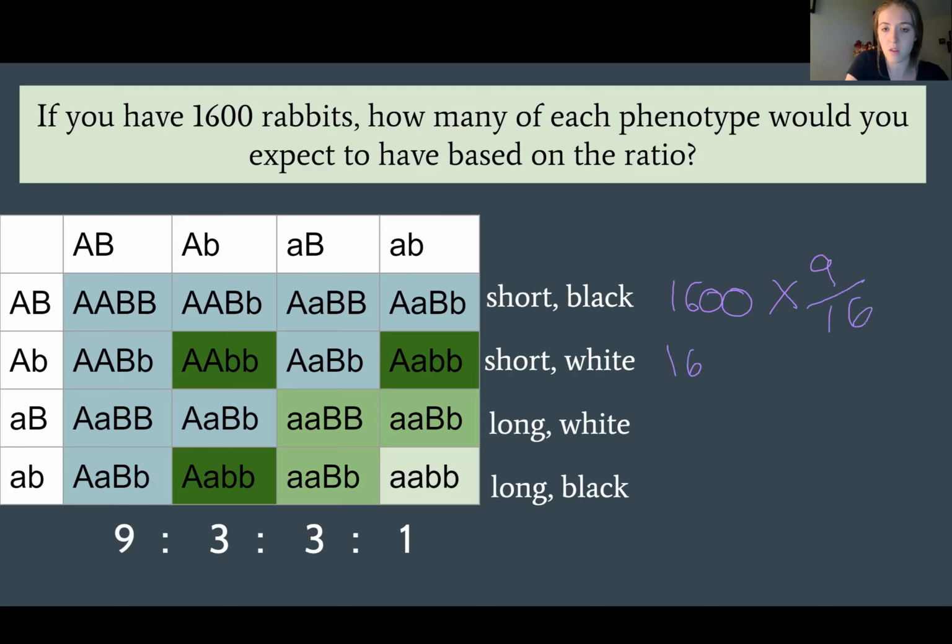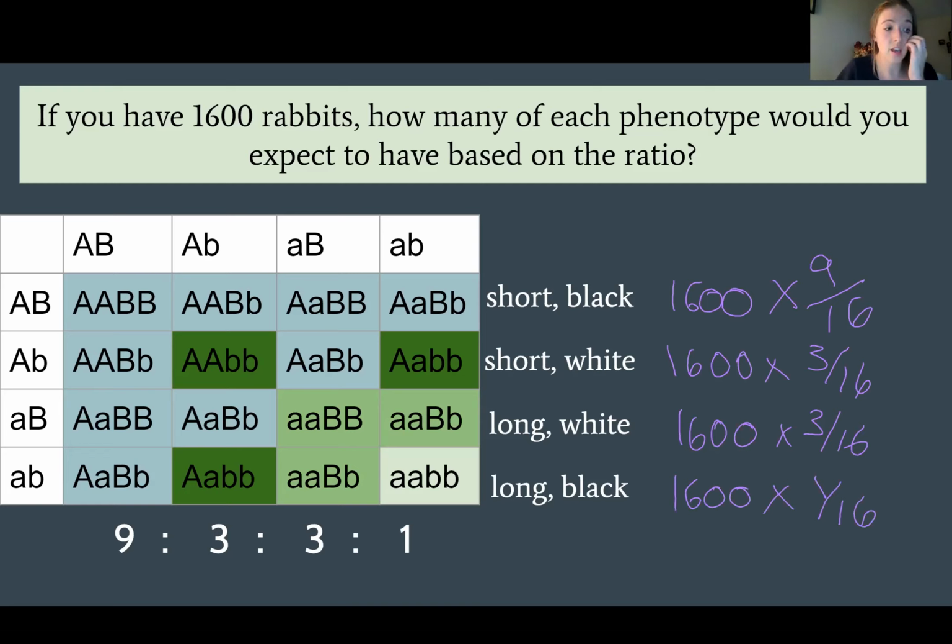You're going to do the same thing for the short and white, except now you're going to use the ratio 3 out of 16. Do the same thing for the next ratio, 1,600 times 3 out of 16, and the same thing for the next ratio, which is 1,600 times 1 out of 16. What this is going to give you is the values you would expect based off of these particular phenotypic ratios and the type of inheritance that you would expect for these ratios.